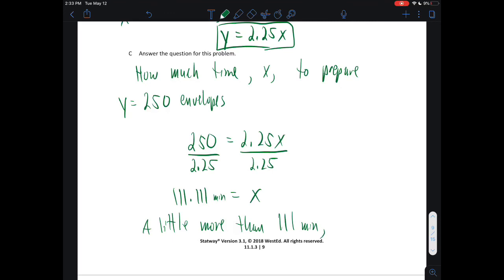Which is the same thing as 1 hour and 51 minutes. So that finishes our lesson on proportionalities, and the word for this lesson is envelope.